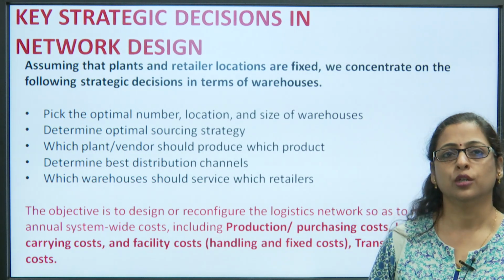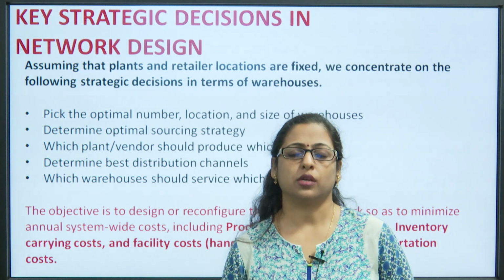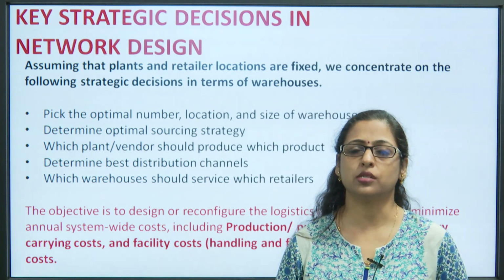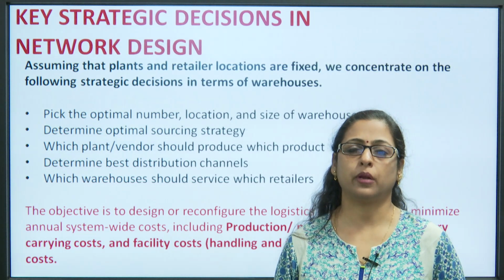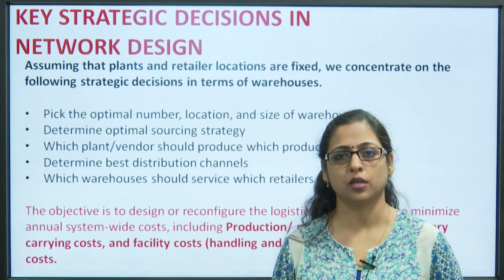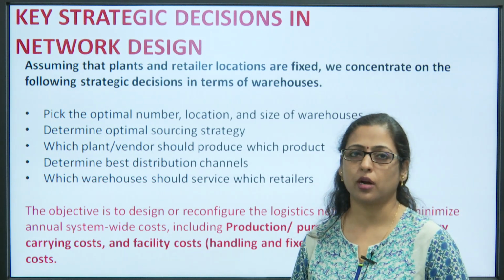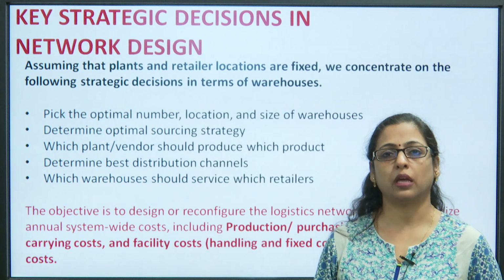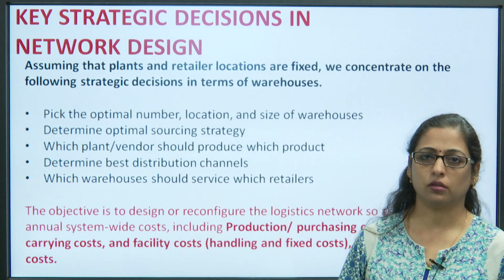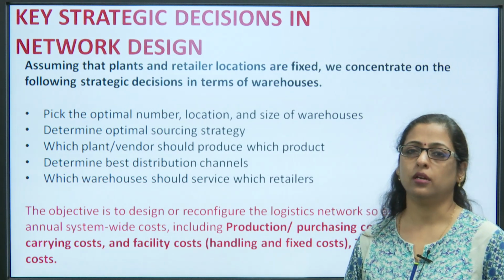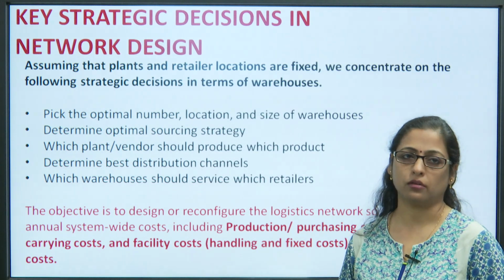Then, which plant or vendor should produce which product. An organization may have multiple production units. If so, the organization needs to plan which particular plant location is responsible for producing what kind of products, because the vicinity of the warehouse should also depend on the kind of product being produced in the plant, as there may be a requirement of special kinds of facilities in different warehouses. This is very important for companies to pre-decide before the warehousing or networking decision is taken.